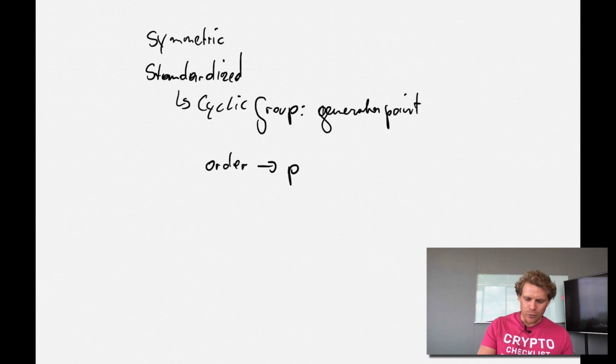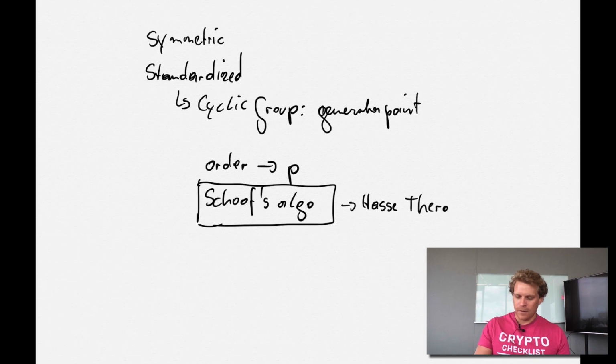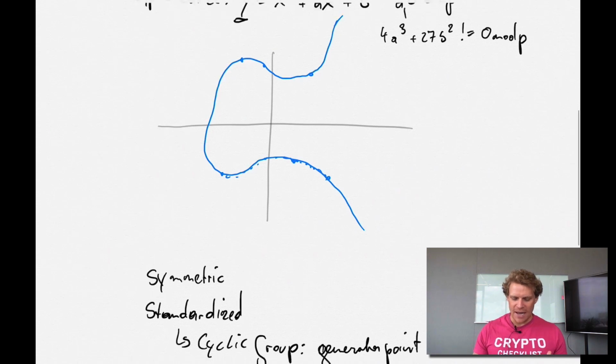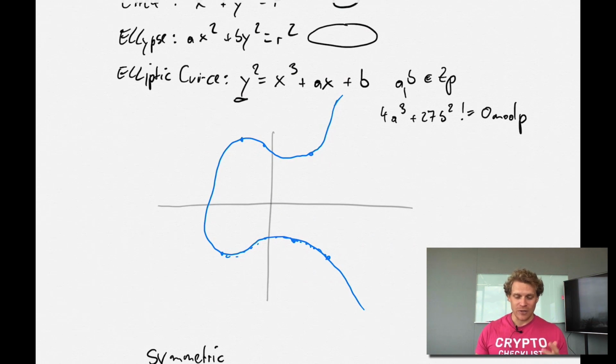There's actually Schoof's algorithm that we're not going to go into, but I'm going to write it up for those who want to look at how this works, which is based a lot on Hasse's theorem. There you calculate how many points actually get generated out of a group. Is it a cyclic group? Do you have a generator point? Can you generate the entire group out of it? You need to find this generator point, and you need to have standardized curves. This is very, very important to understand, because you don't want to come up with these things yourself.